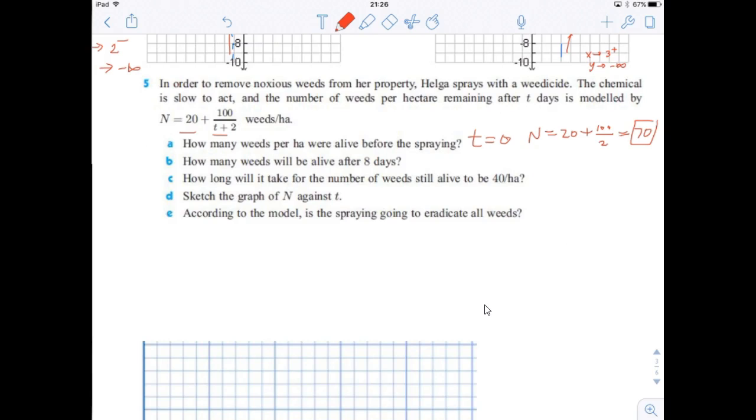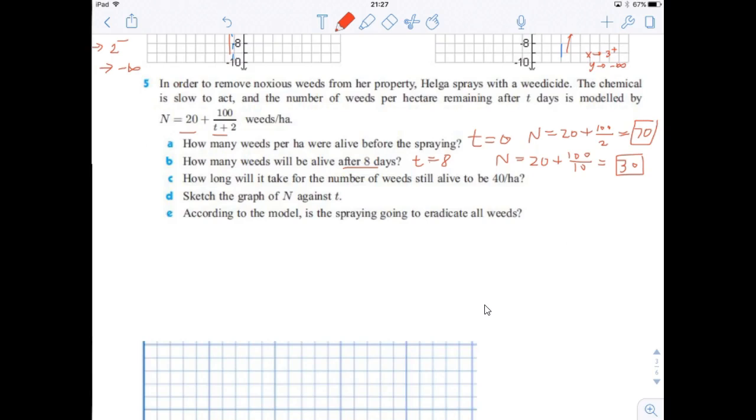How many weeds will be alive after 8 days? So that would be t equals 8. So let's figure it out. n equals 20 plus 100 over 8 plus 2, which is 10. So 20 plus 10 is 30.